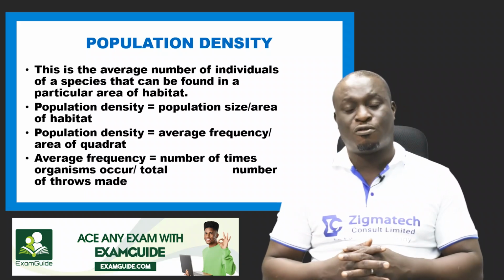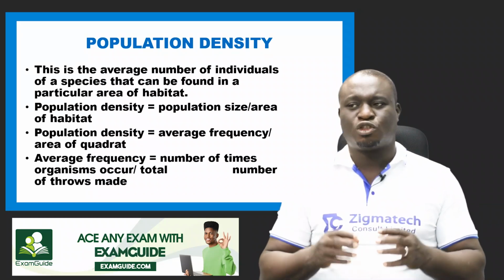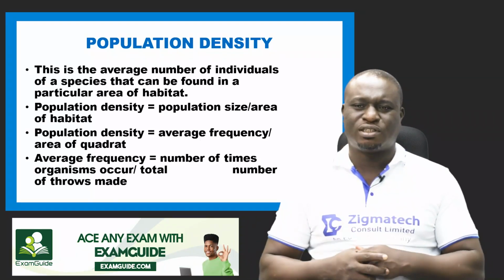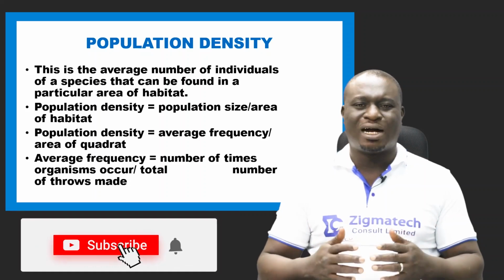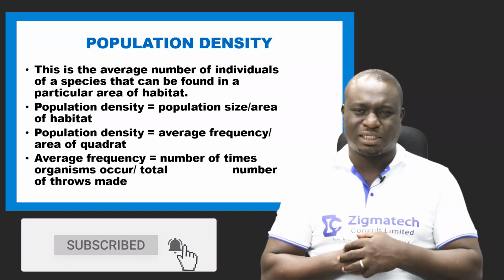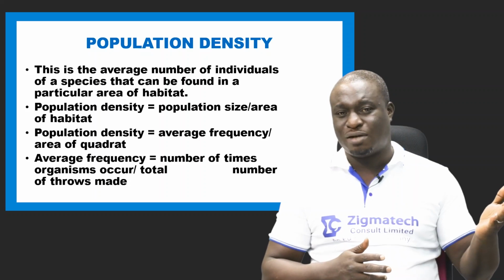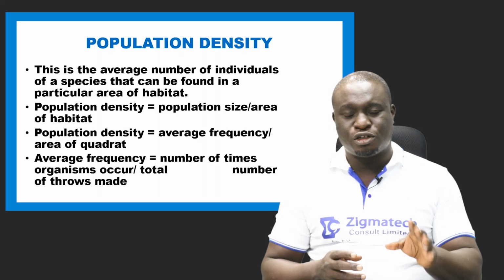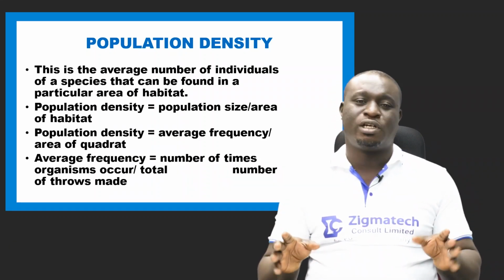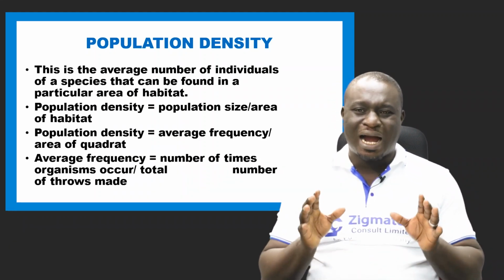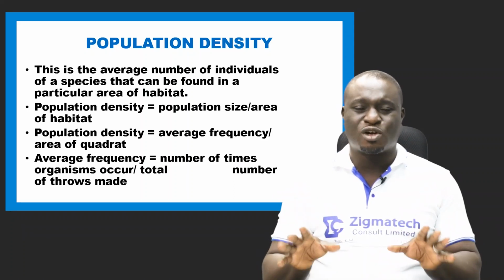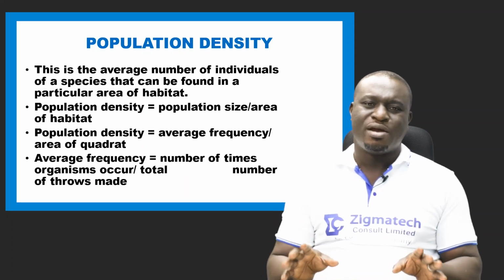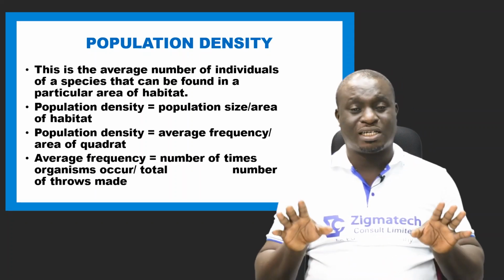Another way of calculating population density is to calculate the average frequency of organisms over the area of the quadrat. Remember, we have just looked at the quadrat. You've seen the diagram or picture of what a quadrat looks like. So the average frequency of organisms in that habitat is divided by the area of the quadrat involved.